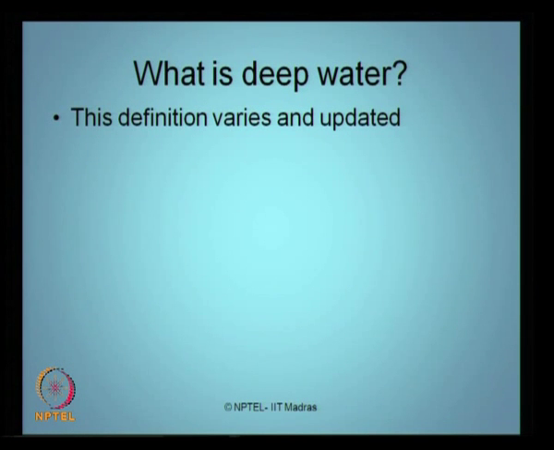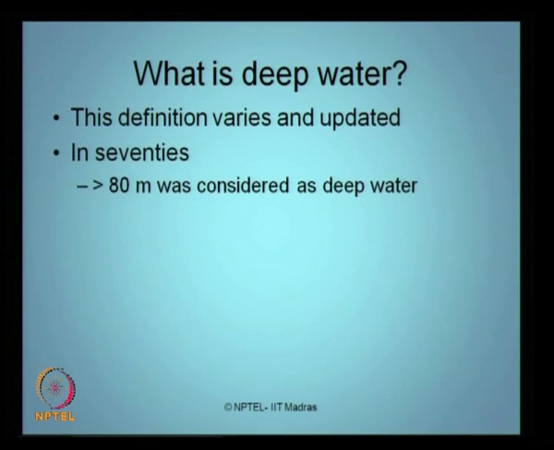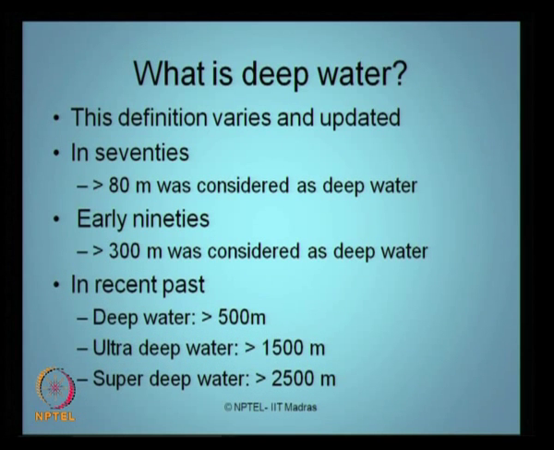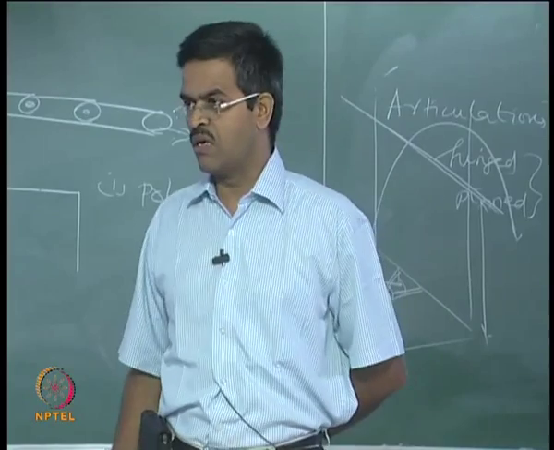What is deep water? We are talking about water depth, because that is one of the primary concerns for us here. This definition keeps on varying and is updated. You must have seen this definition in hydrodynamics classes, but this is completely different. In the 70s, more than 80 meters was considered deep water, whereas in the early 90s people said up to 300 meters you can go, and beyond 300 is deep water. But in the recent past, people said above 500 is deep water, above 1500 ultra deep, and above 2.5 kilometers super deep waters. There is a recent classification available in the literature.